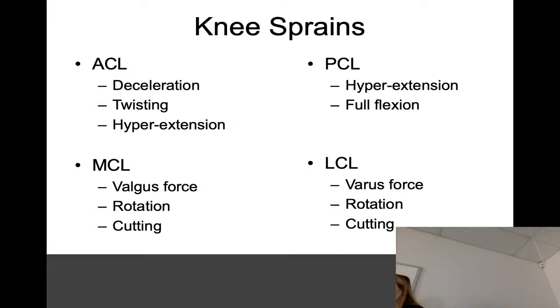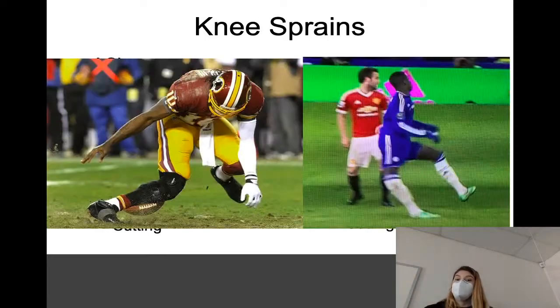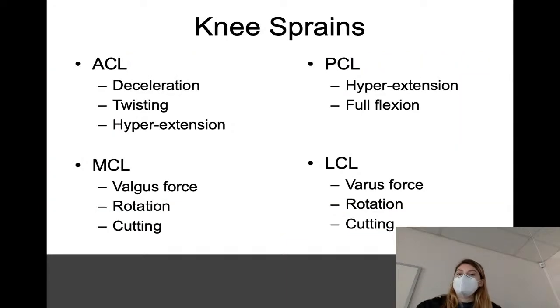Or with twisting, you'll see a lot of times people will plant and twist and tear their ACL. Or hyperextension. So if you have a super heavy hyperextension, it can tear that. So we can see these are two examples of some common ACL mechanisms. This is a mechanism of injury. This is like RG3 who has torn his ACL like 15,000 times. He is obviously planting and twisting, rupturing his ACL, versus this guy is doing a hyperextension mechanism. So we can see his knee is traveling way too far that direction.